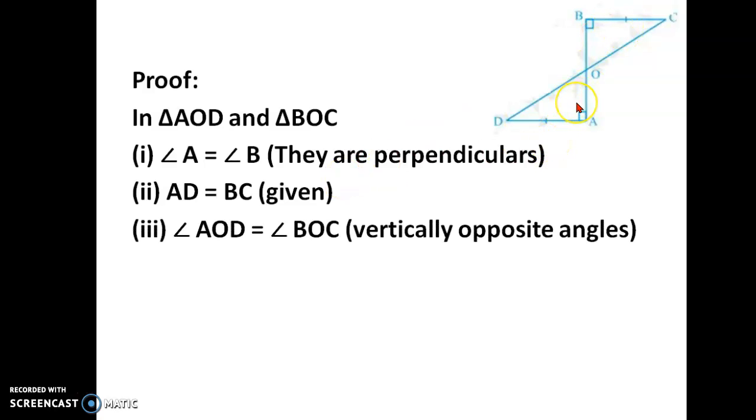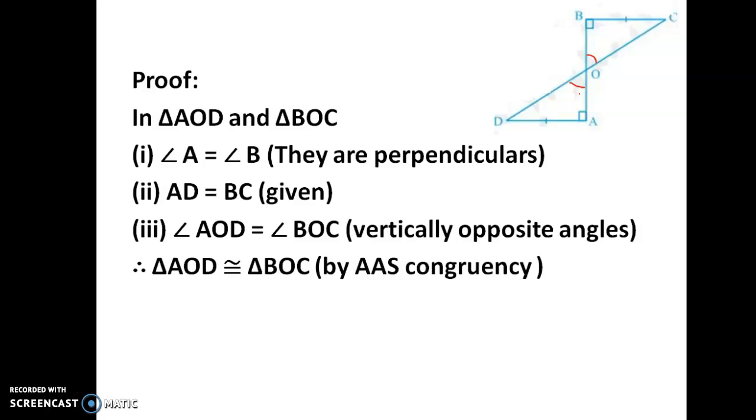Then angle AOD equal to angle BOC, these two angles are vertically opposite angles. So we know that vertically opposite angles are equal. Okay, so we have two angles and one side. So one angle, second angle, and this is side. Okay, it is not in between these two angles. So we have to use AAS congruency. Okay, that rule we can say, and these two triangles are congruent.